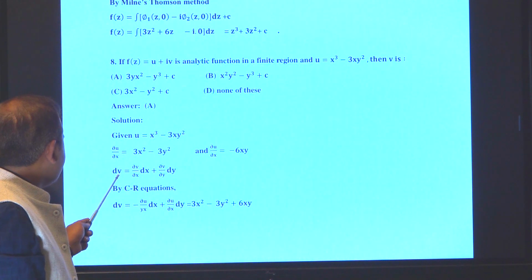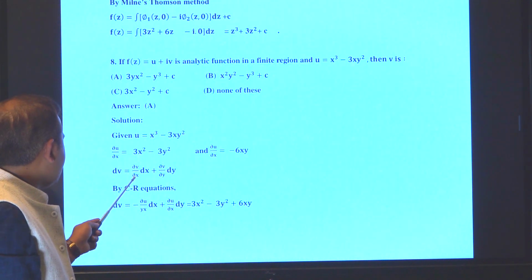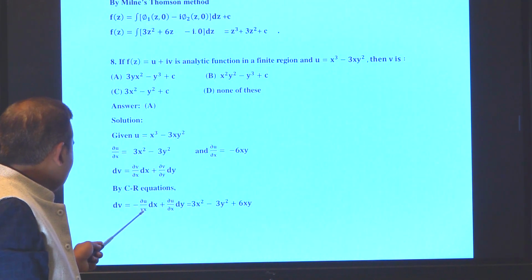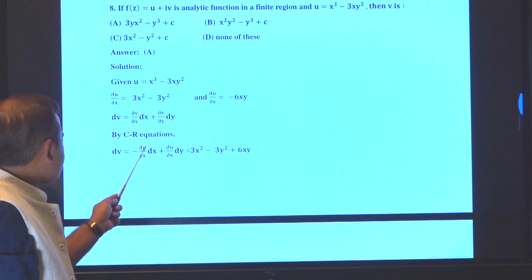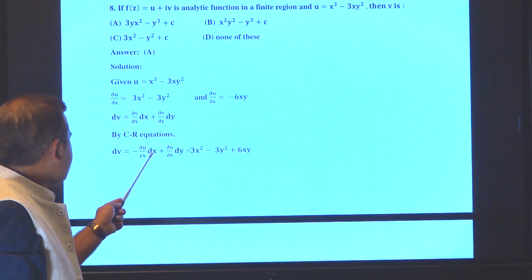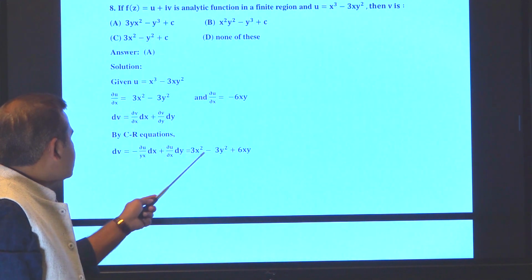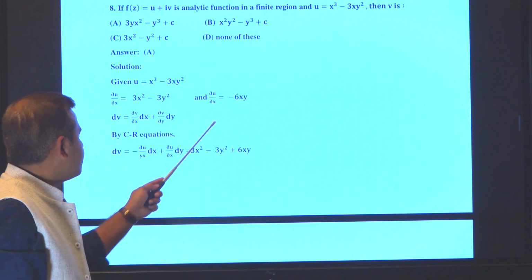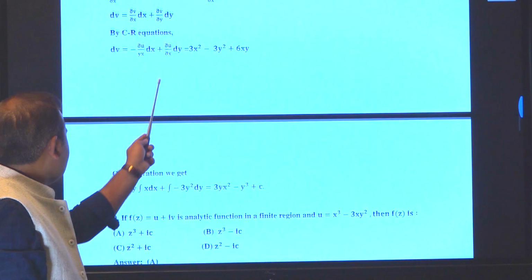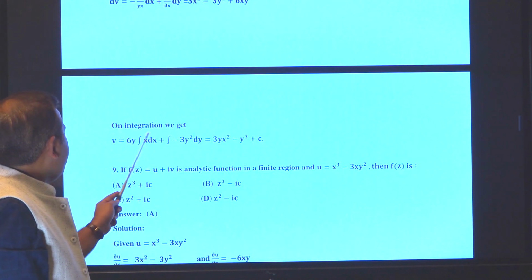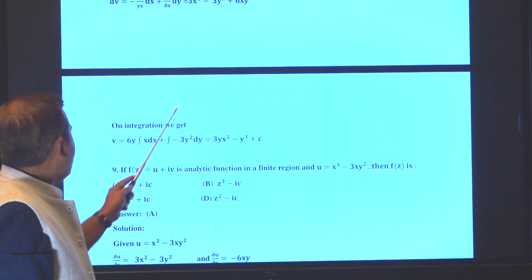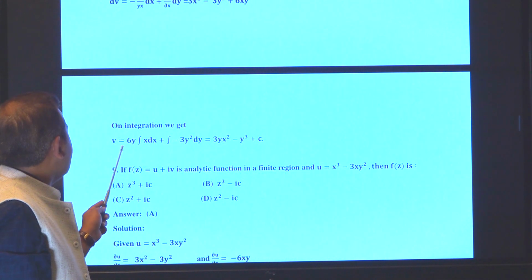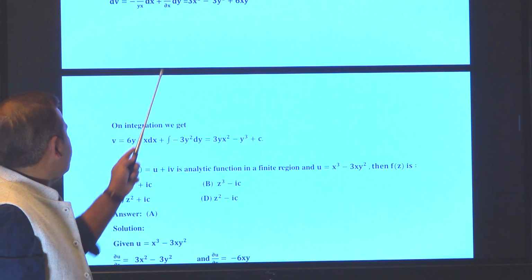So dv equal to ∂v/∂x dx plus ∂v/∂y dy. By CR equation, this is ∂u/∂x. This is a typing mistake, just to rectify this, minus ∂u/∂y dx plus ∂u/∂x dy. And after substituting this value, this is ∂u/∂x and this is ∂u/∂y, not ∂x. So after substituting this result, on integrating we get the part of M dx plus N dy. So this is the result, v as it is. This is the integration format.